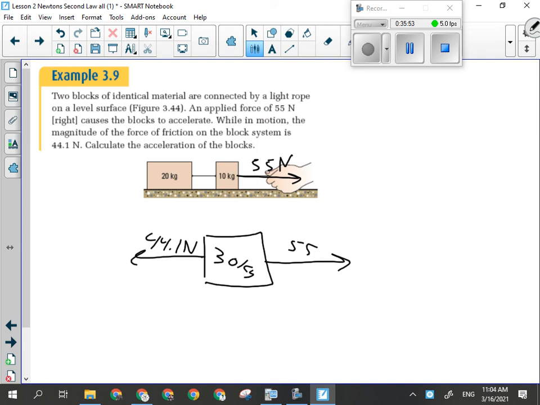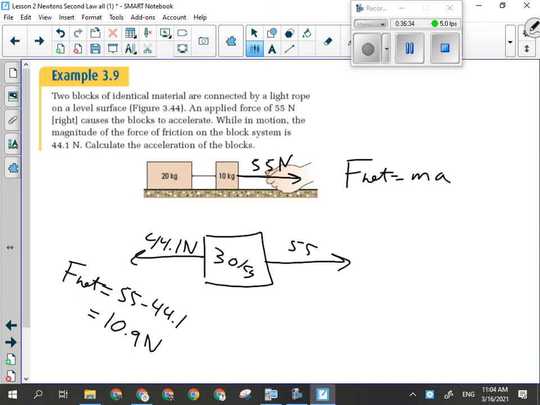The whole system, all 30 kilograms, is moving together because of a 55 Newton force this way and a 44.1 Newton force this way. Right? So what we have is we can calculate our net force on the whole system. Okay? That net force on the whole system is going to be 55 minus 44.1, or 10.9 newtons. Okay? I want to calculate the acceleration. F net equals mass times acceleration. I just calculated what F net is.